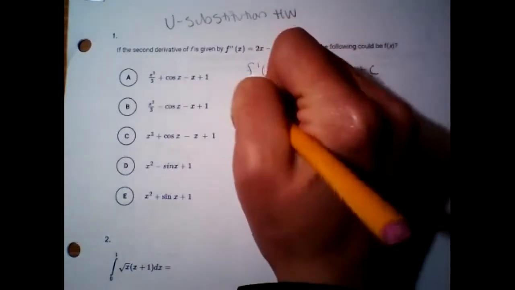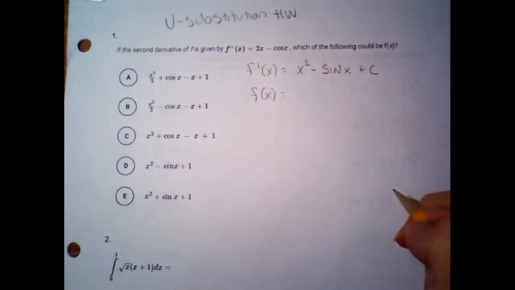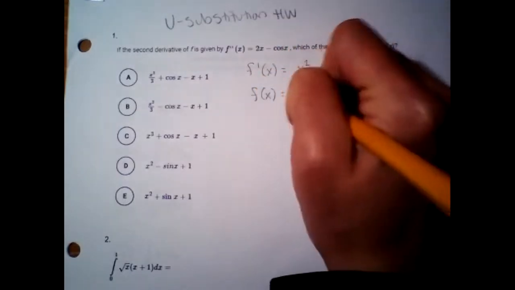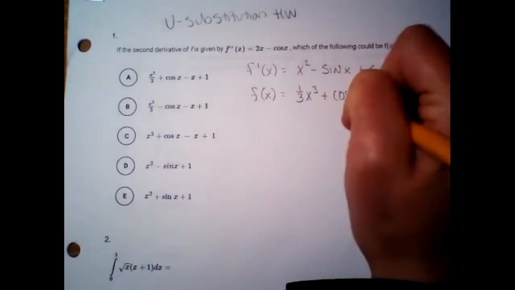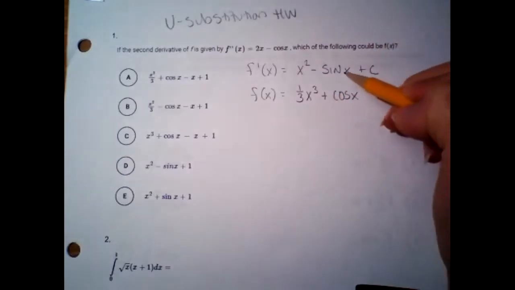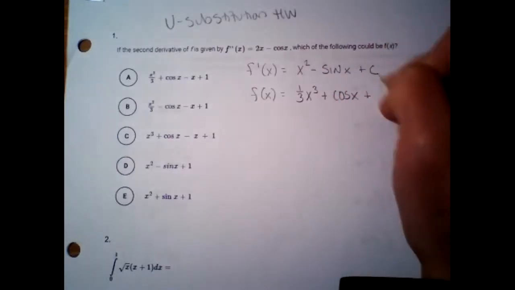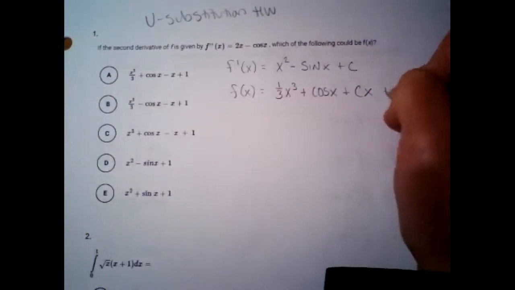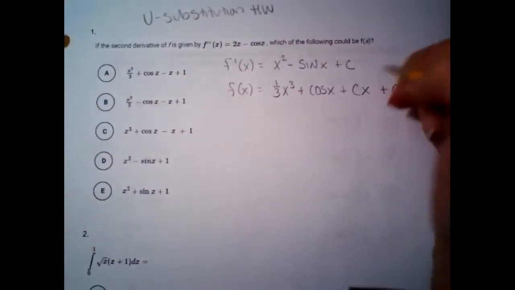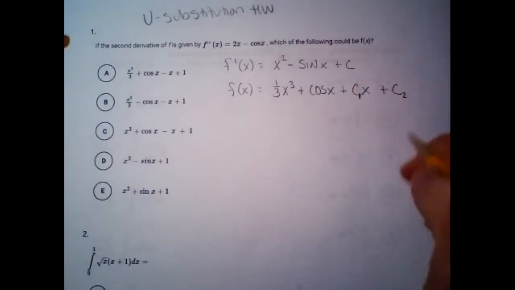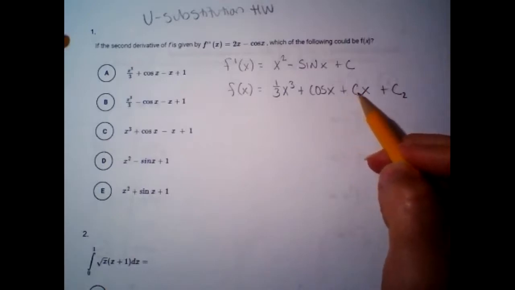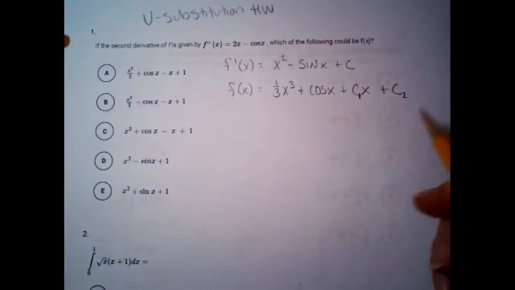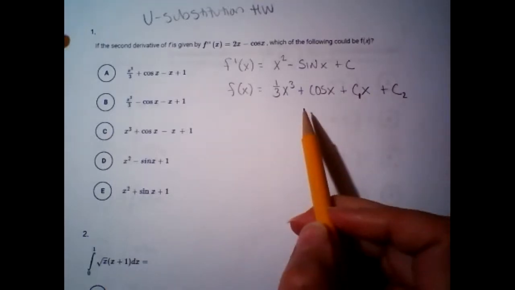And then doing another antiderivative will take me back another step to the original function. So 1/3 x cubed. This would have to be plus cosine of x, because the derivative of cosine would be negative sine. And then plus a constant times x, and then plus another constant. If you want to be real particular, you can call this constant 1 and constant 2, because they can be two different numbers. But this could be like plus 7x or minus 12x, or plus 1,000,000, whatever you want, just any number. So the one that this matches with would be A.